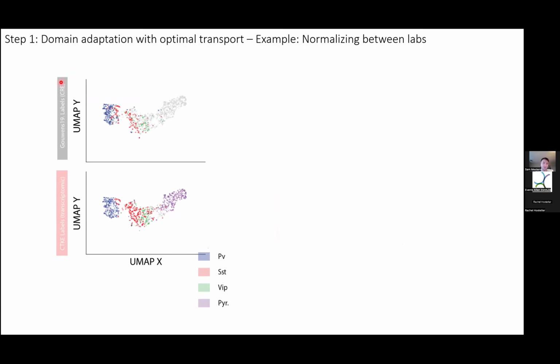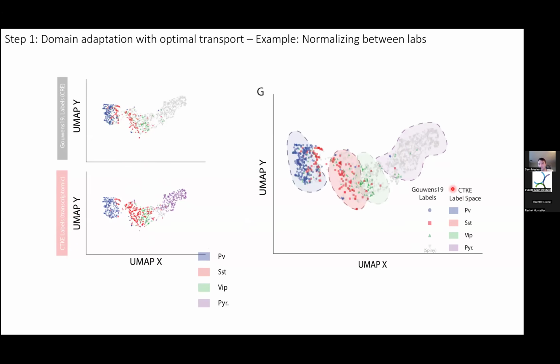I then, as a sanity check, wanted to make sure things were sort of where they should be. So I looked at the labels given by the Cre line in the Gowans 19 dataset, and the labels given by the transcriptomics in the CTKE dataset. And you can see that the PV labels and the SST labels and the VIP labels for both datasets on the same UMAP projection do overlap quite well. That's again reflected over here, where I've drawn just big circles around the CTKE dataset and the Gowans 19 label in the scatter plot. And you can see again, the PV, SST, and VIP do overlap quite well. So this was quite encouraging.